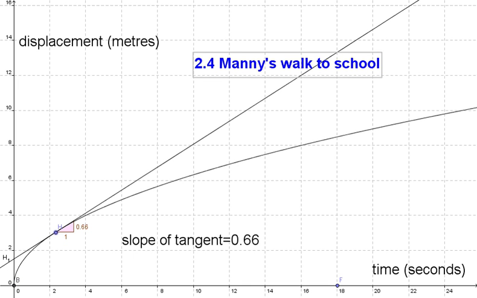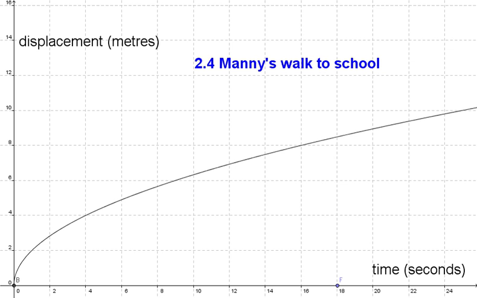So I'm going to hide this, and we'll look at an example where Manny's walk to school is actually decreasing and then increasing on a curve. So let's get rid of this. I'm just going to hide some of these things here. Bear with me a moment. And I've got to remove the function itself. Okay, and there we have it.